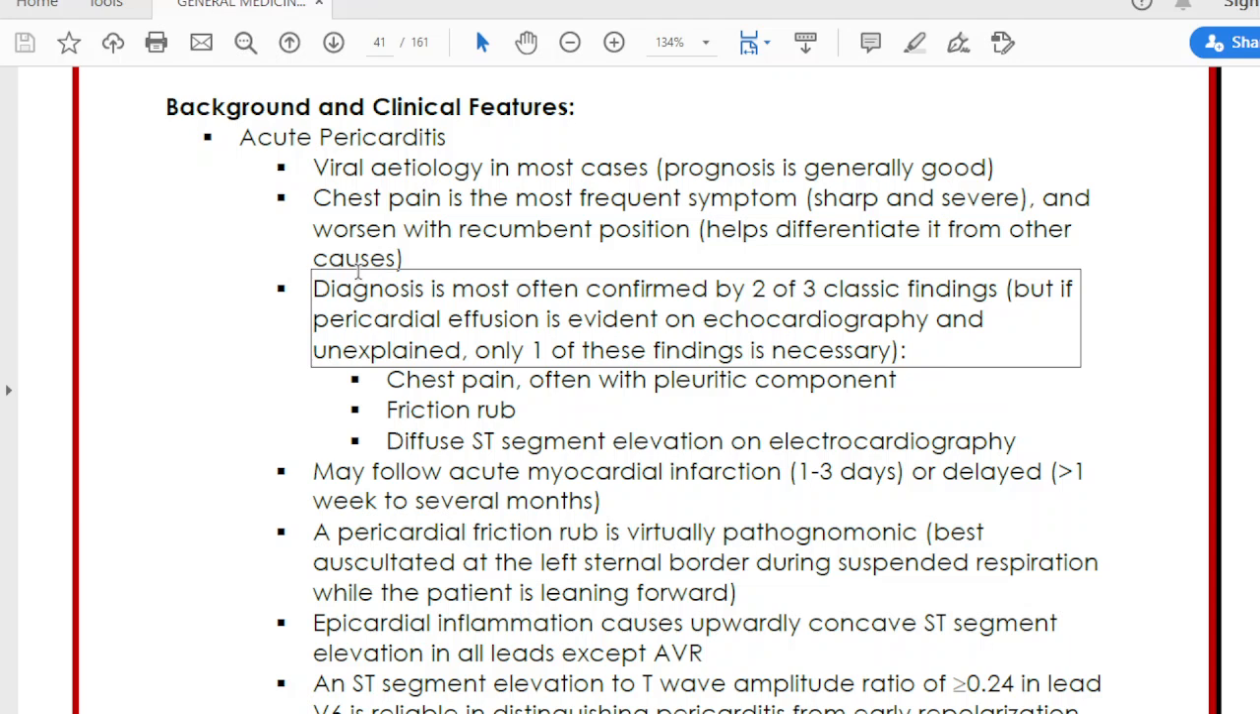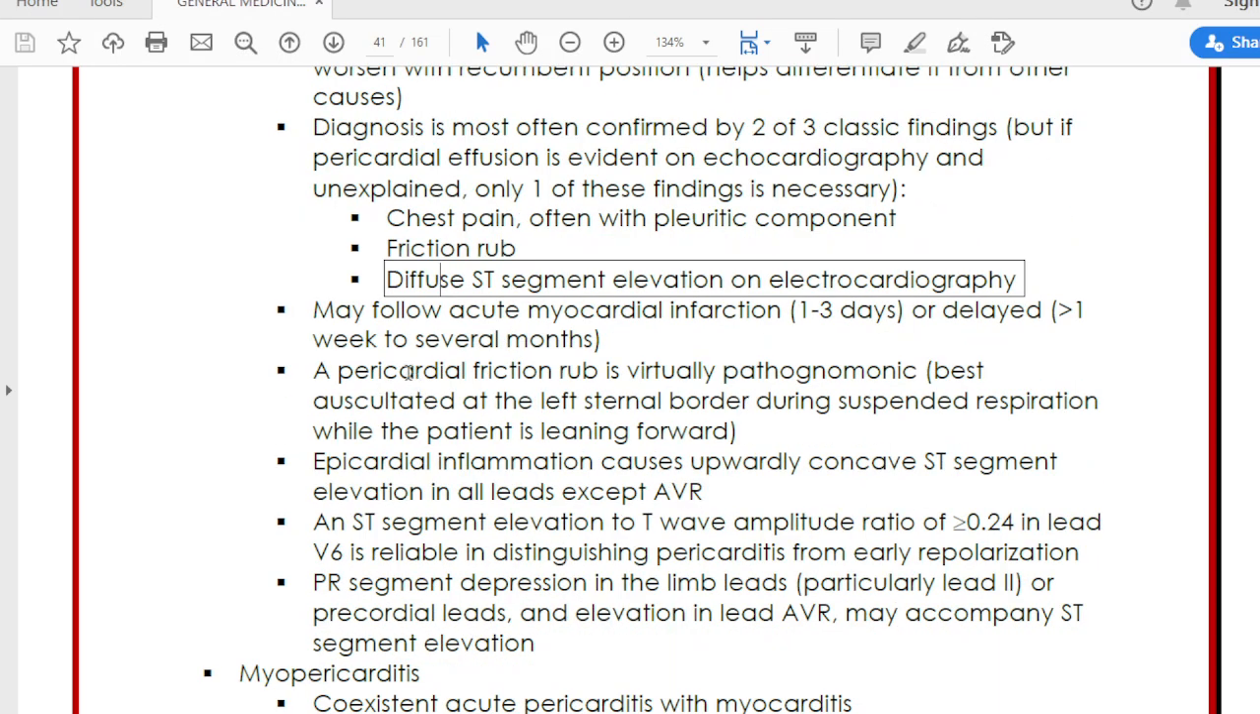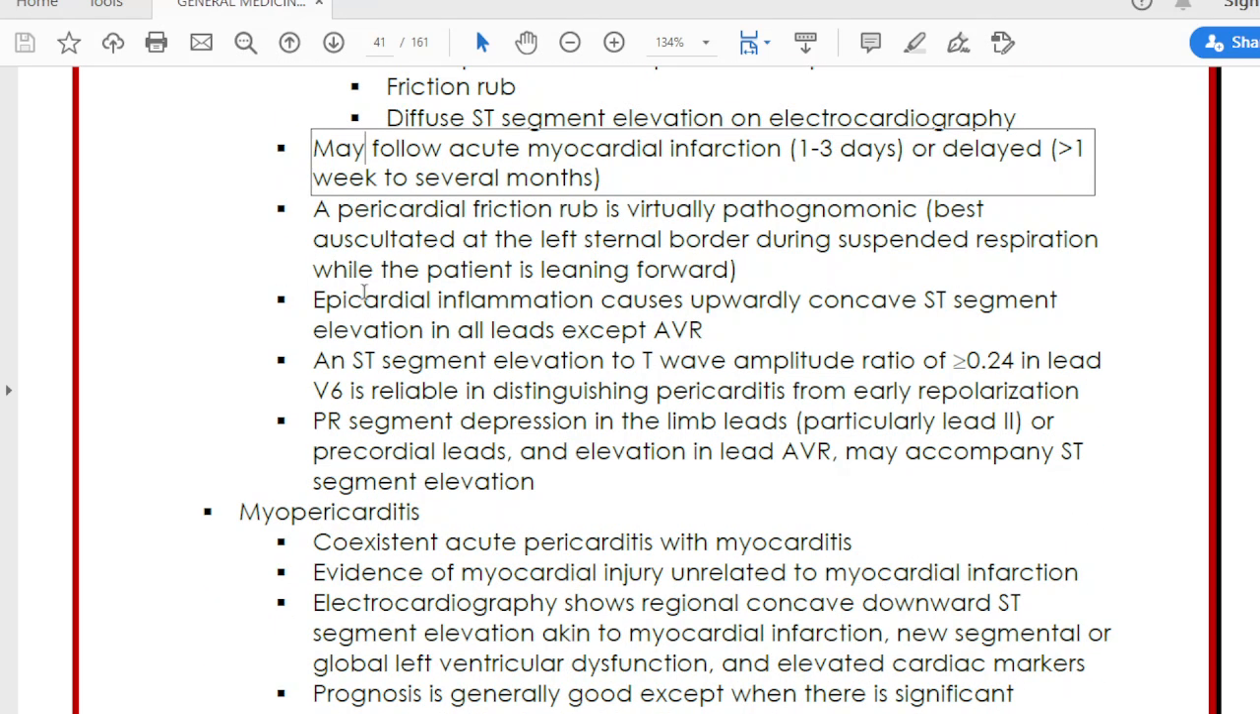Diagnosis is most often confirmed by 2 of 3 classic findings, but if pericardial effusion is evident on echocardiography and unexplained, only one of these findings is necessary. Chest pain, often with pleuritic component. Friction rub. Diffuse ST segment elevation on electrocardiography. May follow acute myocardial infarction, 1 to 3 days, or delayed, greater than 1 week to several months.